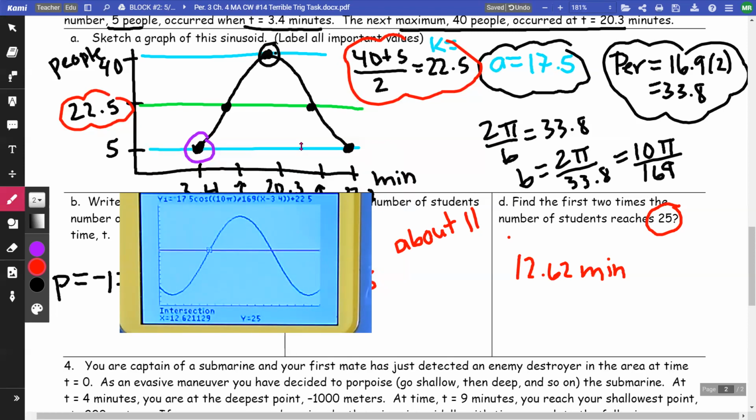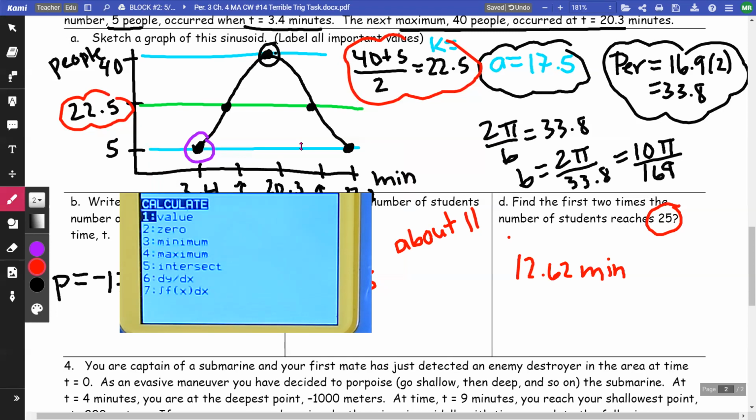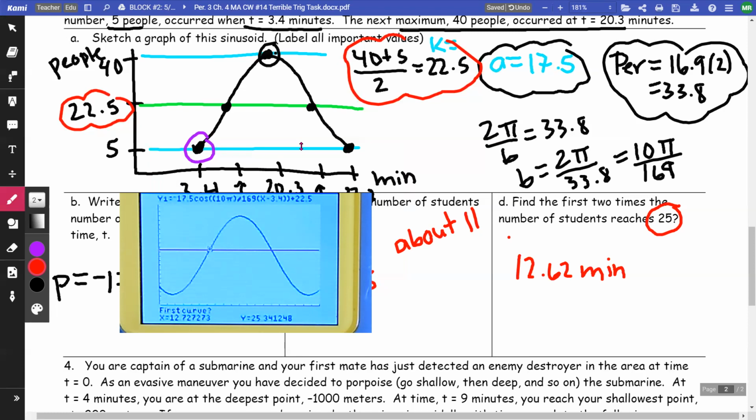And then we're going to do it again. So we're going to hit second and calc, and number 5, intersect. And I can just scroll across here.